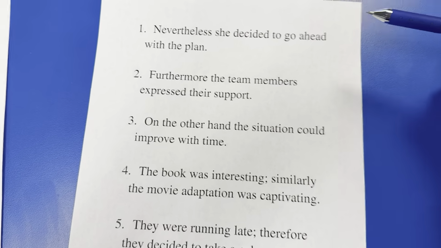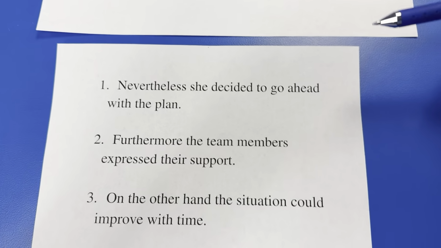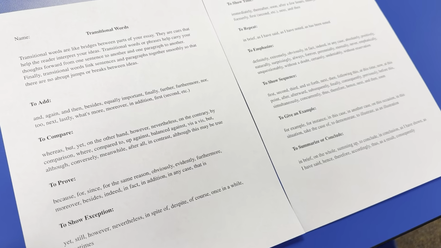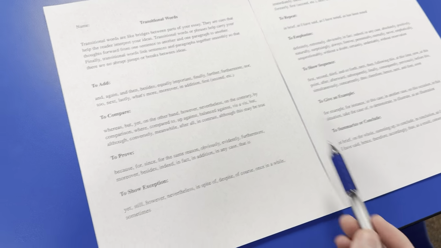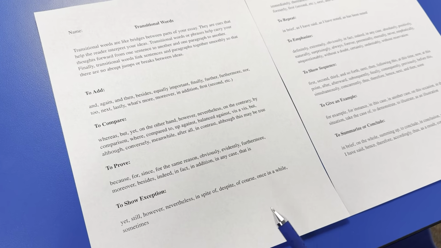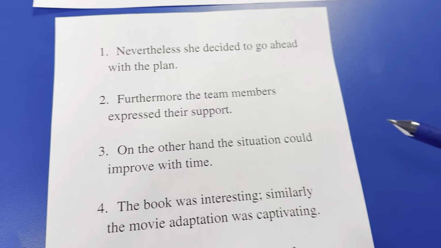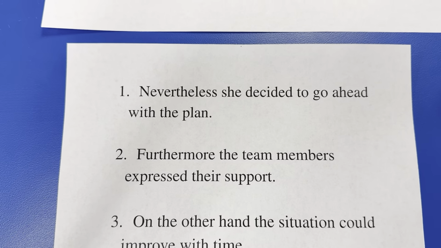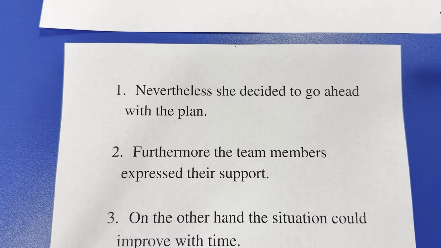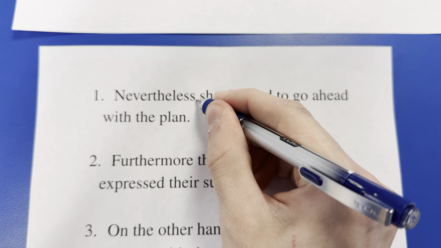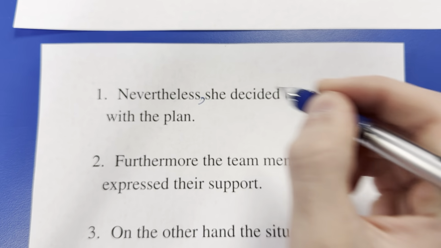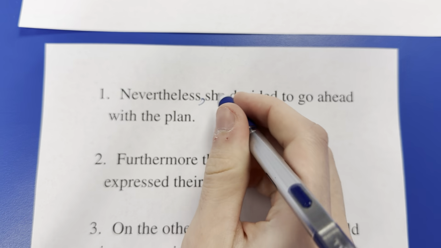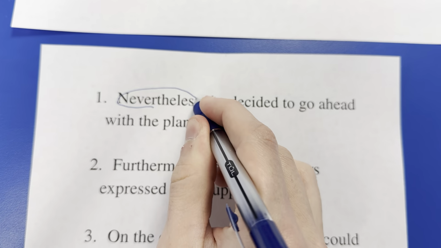Now on this one, I need to find the transition word and then put the comma after it. Technically, I could use the cheat sheet to see if what I think is the transition word is a transition word, but I'm going to read it and see if I naturally pause. Nevertheless, she decided to go ahead with the plan. Well, this is the beginning of the sentence and seems to have a natural pause. Nevertheless, she decided to go ahead with the plan. So comma there, circle that transition word.